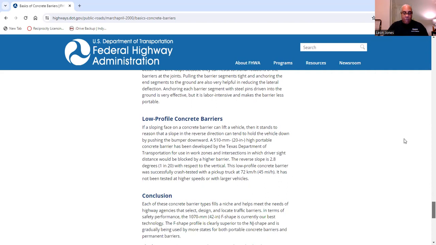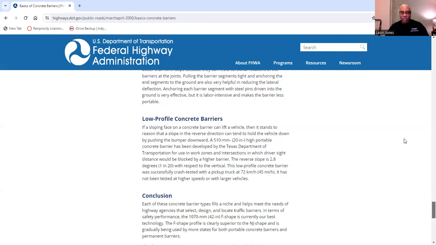Low profile concrete barriers. Now, if a sloping face on a concrete barrier can lift a vehicle, then it stands to reason that a slope in the reverse direction can tend to hold the vehicle down by pushing the bumper downward. So a 20-inch high portable concrete barrier has been developed by the Texas Department of Transportation for use in work zones and intersections in which driver sight distance would be blocked by a higher barrier. The reverse slope is 2.8 degrees, or 1 in 20, with respect to the vertical. So this low profile concrete barrier was successfully crash tested with a pickup truck at 45 miles per hour.